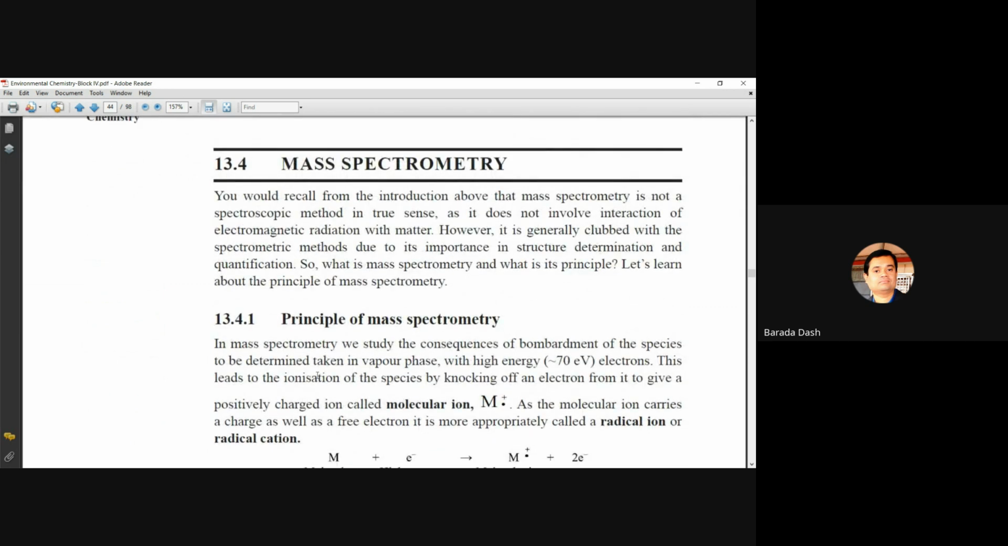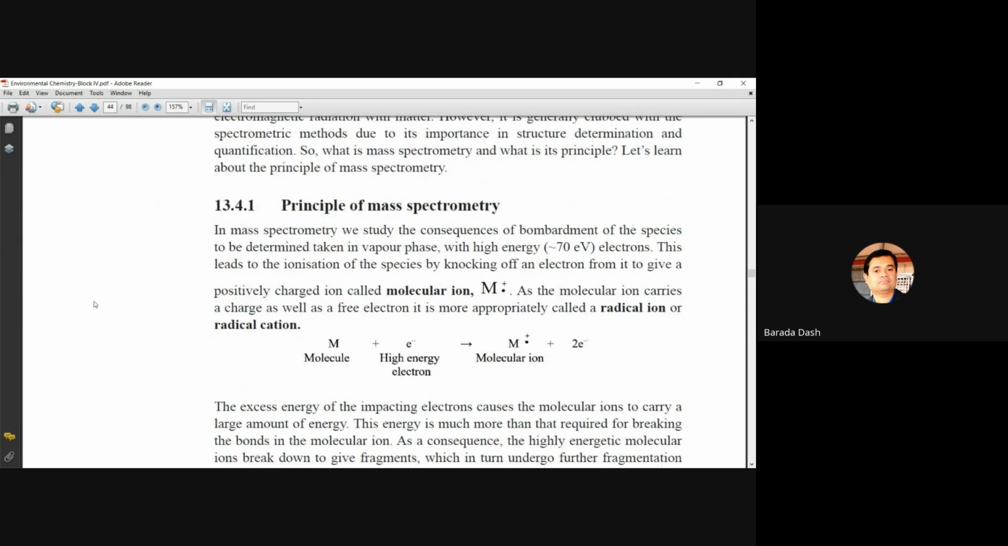In mass spectrometry, you would recall the introduction, what mass spectrometry is. So here it is different.